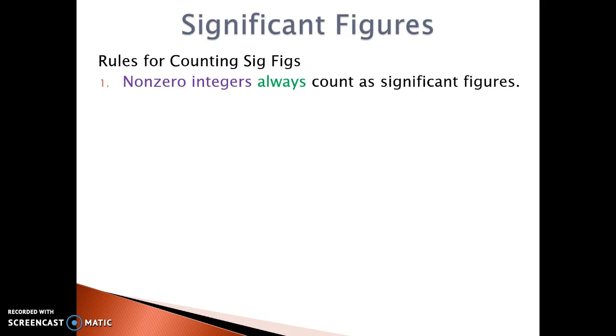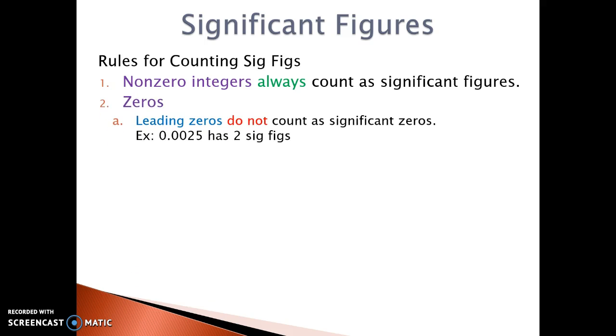Any non-zero integer always counts as a significant figure and was measured on the measuring device. The only gray area has to do with zeros. Leading zeros do not count as significant figures. So for example, 0.0025 only has 2 significant figures, the 2 and the 5. The zeros are placeholders, and if we rewrote this number in scientific notation, we would not need them in the measurement.